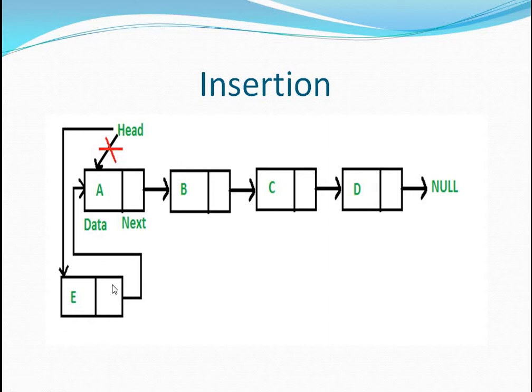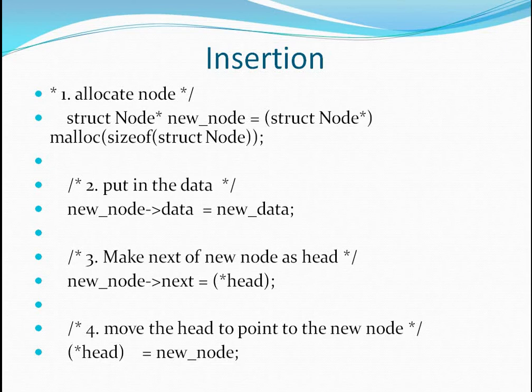So I am going to first create this node, and then assign the next pointer the address of A, and in the head pointer I am going to assign the address of E, so that E becomes my first node. Now after insertion, my head will point to E, which becomes my first node, and E's next field is pointing to A, A's next field is pointing to B, B's next field is pointing to C, and C's next field is pointing to D. D's next field is null, indicating that this is the last node in the linked list. So this is the algorithm with the help of which you can insert one node.